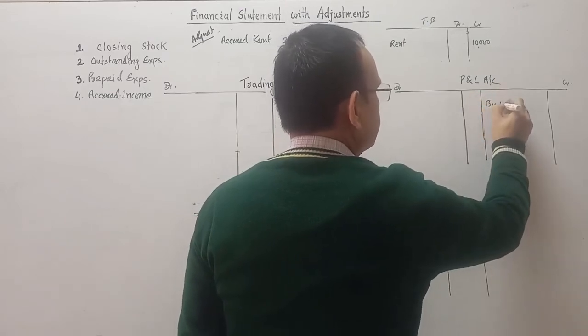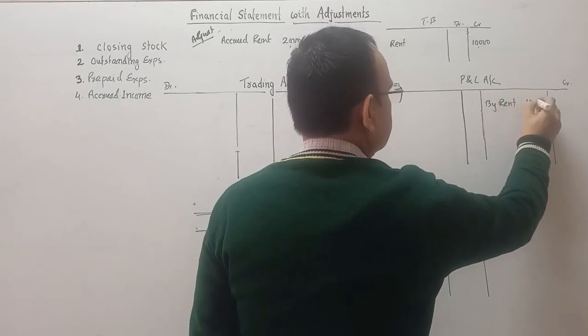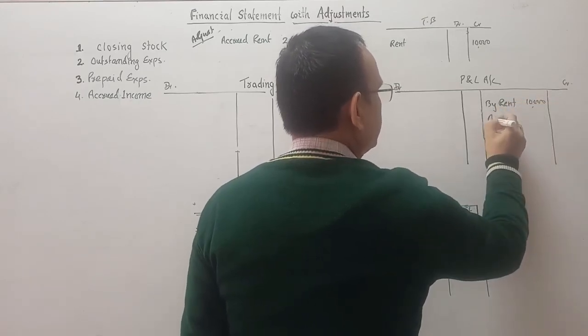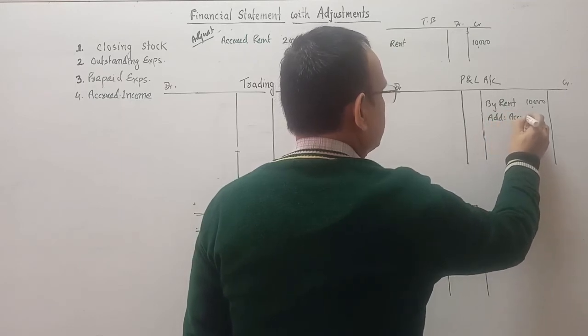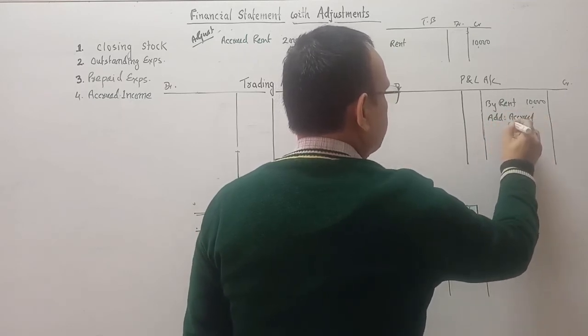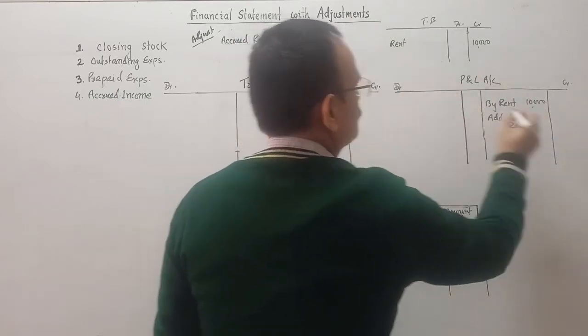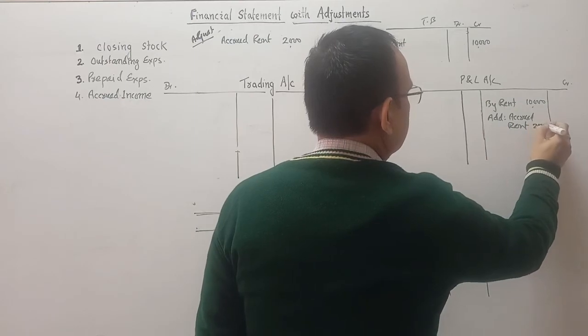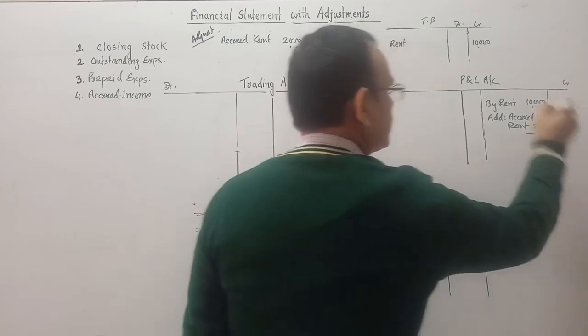It's an indirect income, rent. You write it in the inner column 10,000 rent, and you add accrued income, accrued rent. You add the accrued rent. That is, how much is it? Accrued rent is 2,000. So in the outer column it is 12,000, the total rent.